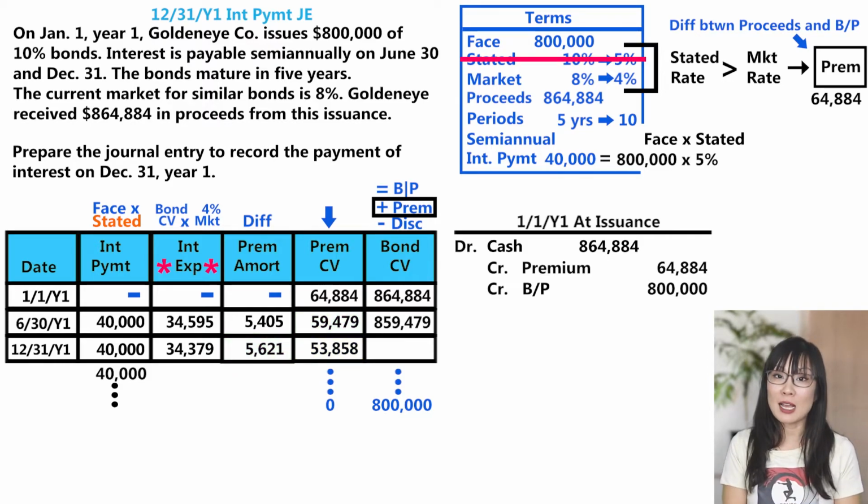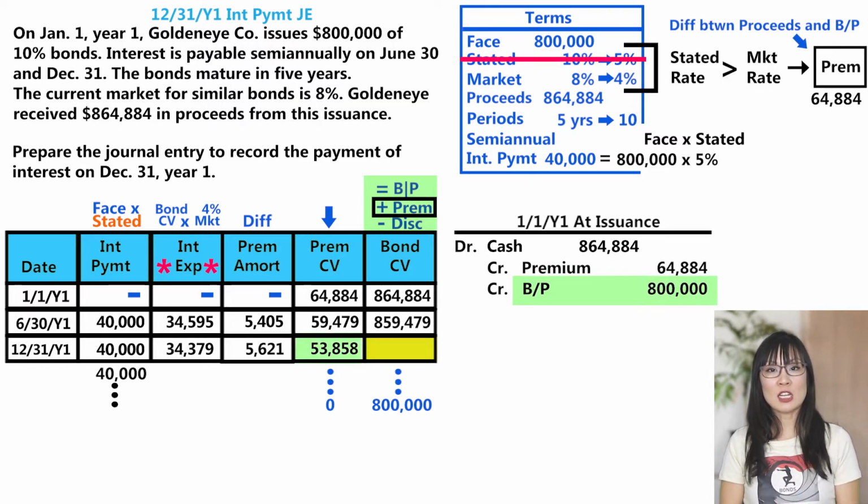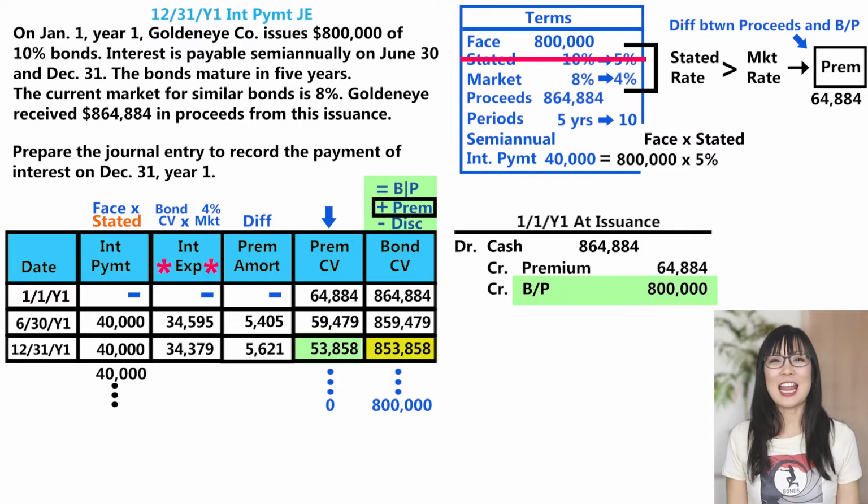Note, we're amortizing the premium. Each period, the premium gets smaller by the amount of the amortization until it's zero. And lastly, the bond carry value. Remember the formula. Bond payable plus the premium or minus the discount. Here, our bond payable is 800,000 plus the current premium, 53,858, equals 853,858.